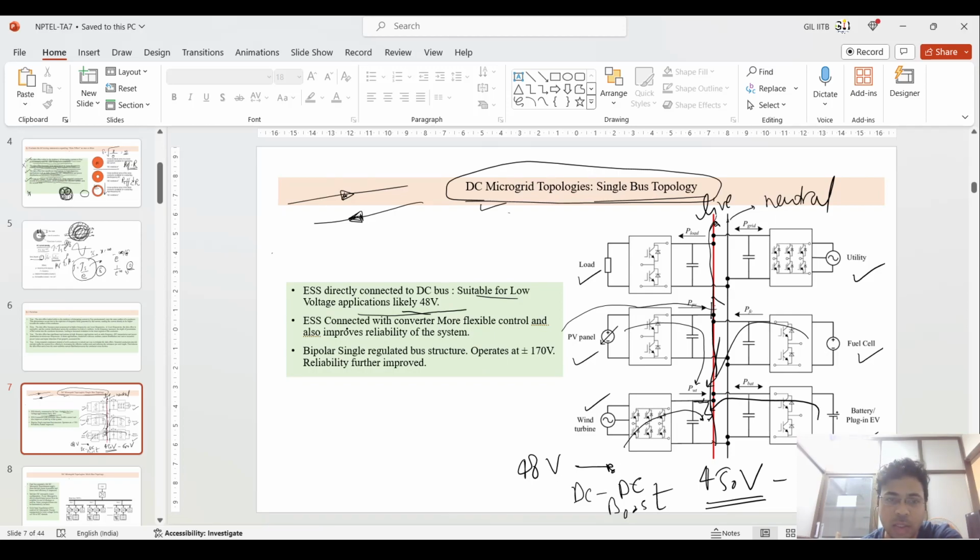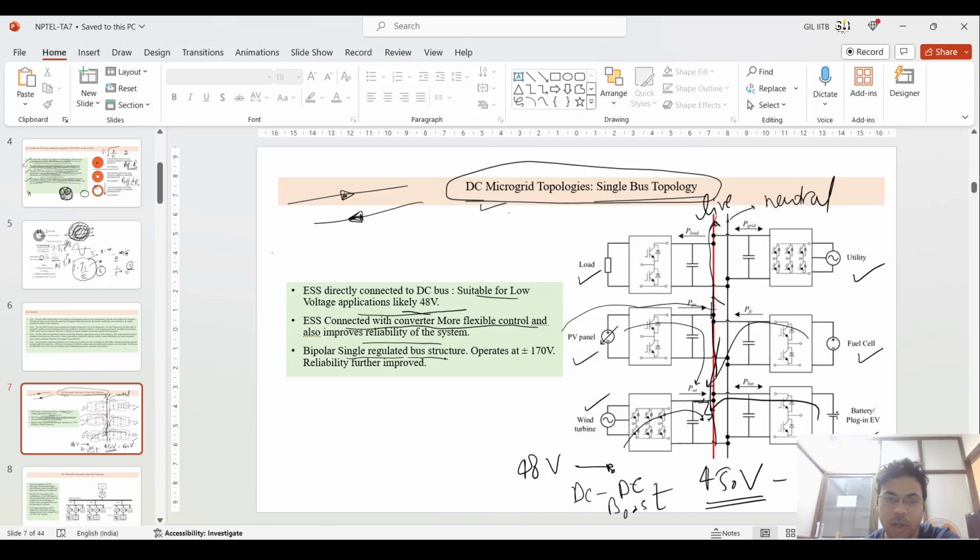Okay. So this ESS, that is the energy storage system with the converter, is more flexible and controllable, which I have also shown you, that 40 volt to 450 or 600 you can directly feed from this topology.